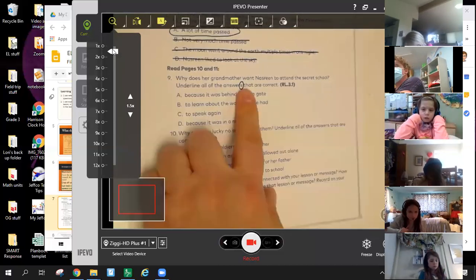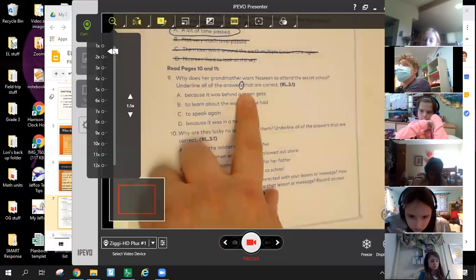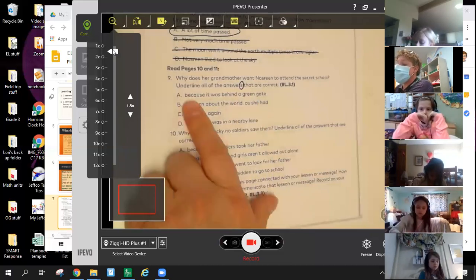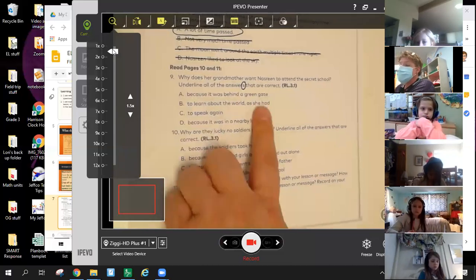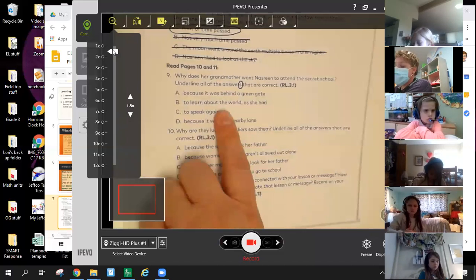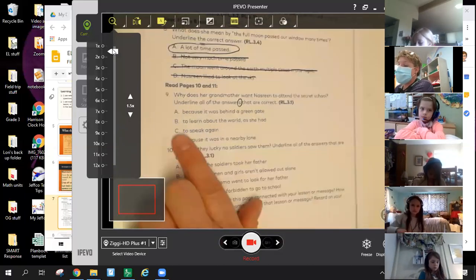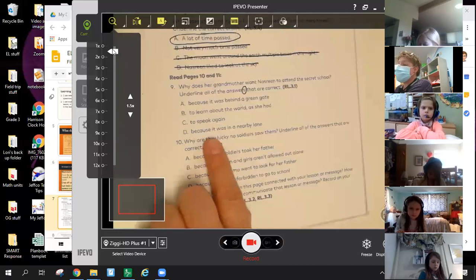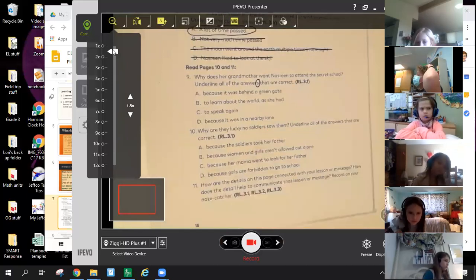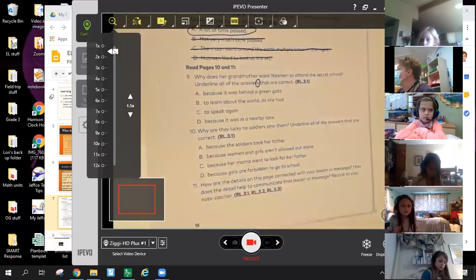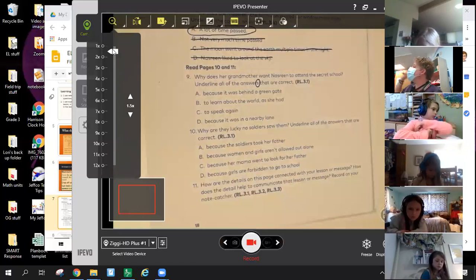So here's our answers. All right. Because it was behind a green gate. To learn about the world as she had. To speak again. Because it was in a nearby lane. Okay, there are some answers that are not correct, that are definitely not why she wanted her to go to a secret school. I just want to cross out one for now. Which one would be the best one to cross out for now? Ryder?